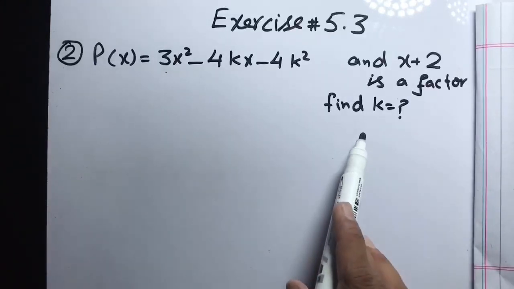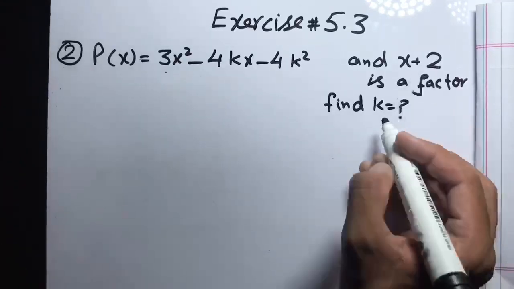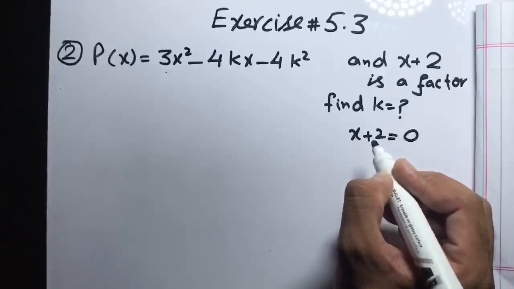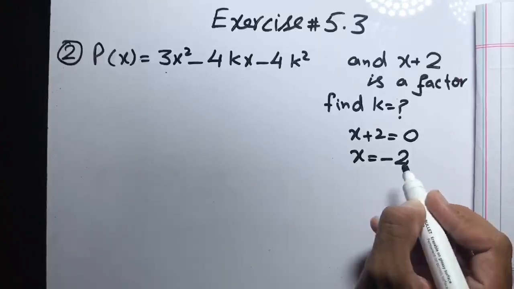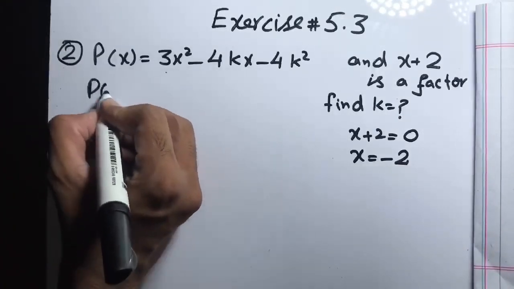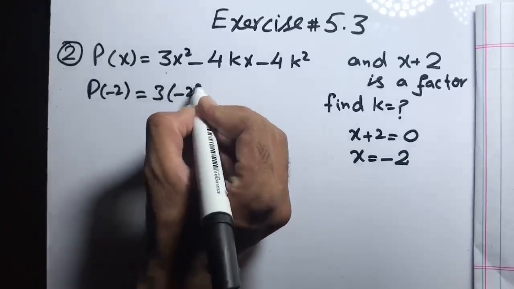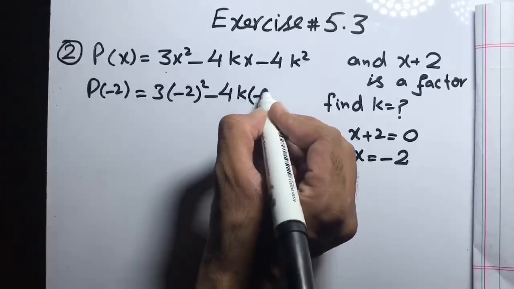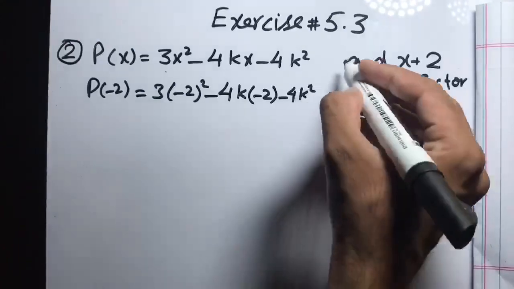Then we have to find the value of k. So now we solve it. First of all, we put x plus 2 that is equal to 0 to find the value of x. X that is equal to minus 2. Now we put the value of x in this polynomial. P of minus 2 is equal to 3 into minus 2 square minus 4k into minus 2 and minus 4k square.